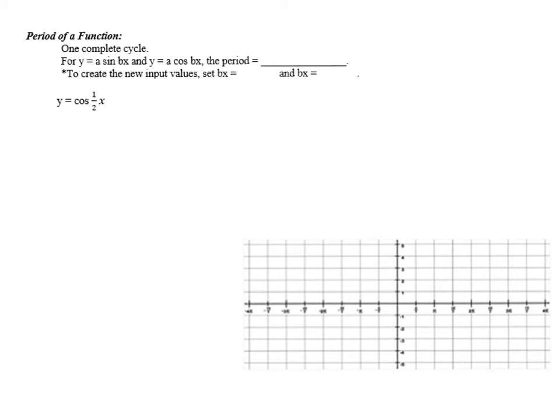6.4 Day 1, the second part, has us stretching and compressing horizontally. So instead of affecting our outputs, this will affect our inputs today. Let's first define the period of a function. It's one complete cycle around the unit circle. And that's how we've defined our inputs for our parent function tables.